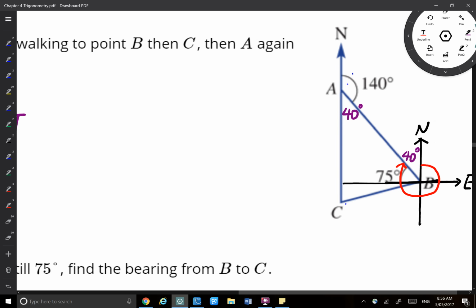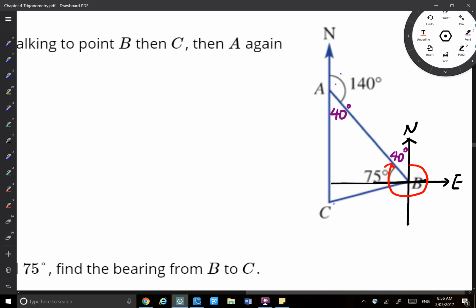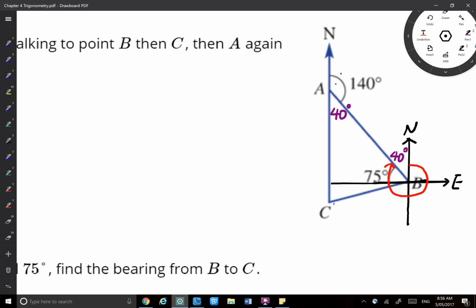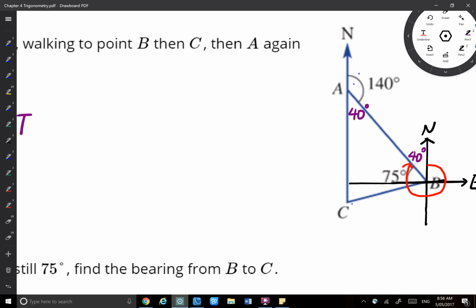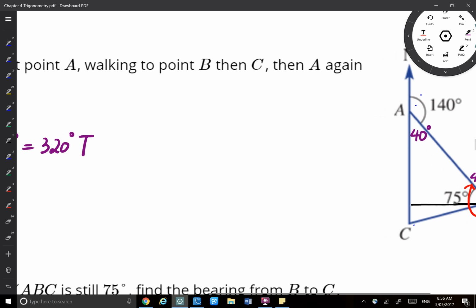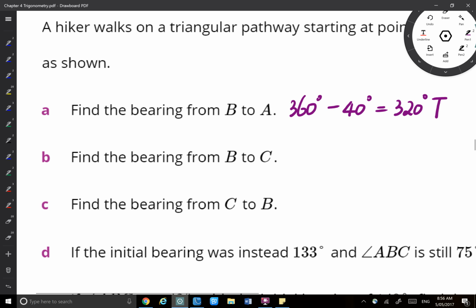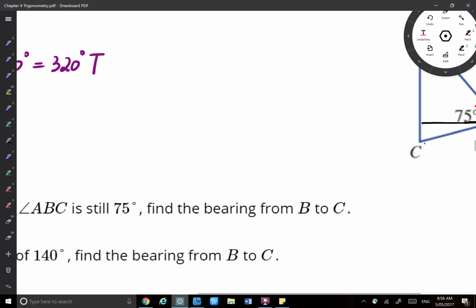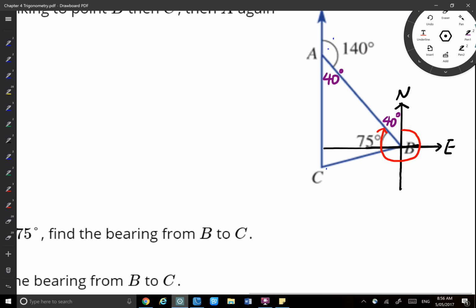Have a look at the diagram again. From B is from there. Go that way until the line connecting AB. That's the first one. The second one is find the bearing from B to C.